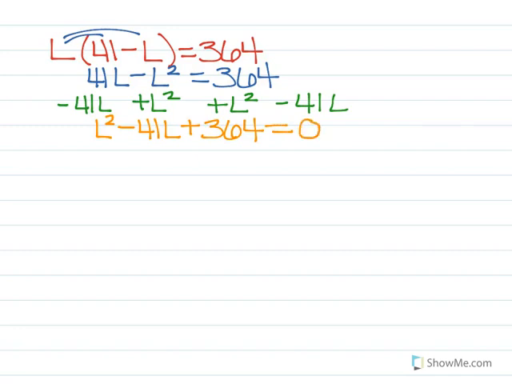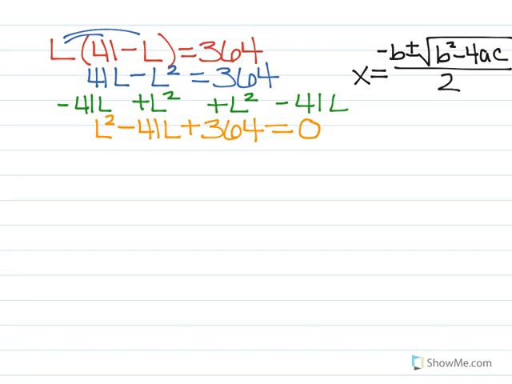Now that it's finally set equal to 0, I can use the quadratic formula and solve for my length. And if we have forgotten the quadratic formula, we're going to write it off to the side, which is x equals negative b plus or minus the square root of b squared minus 4ac all divided by 2a. So to start off solving this, I need to figure out what's a, what's b, and what is c.